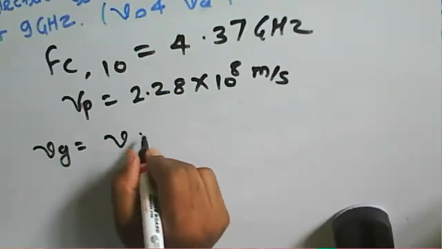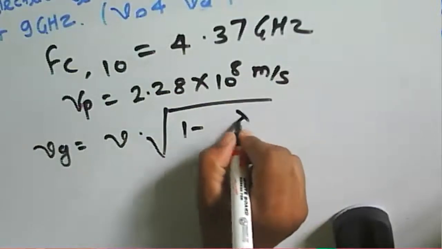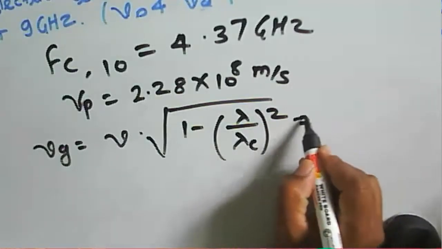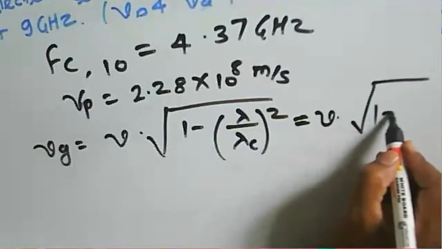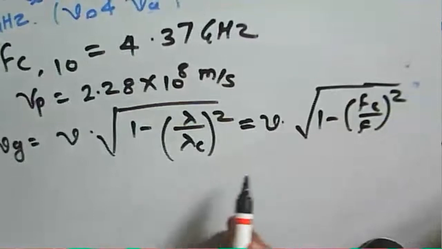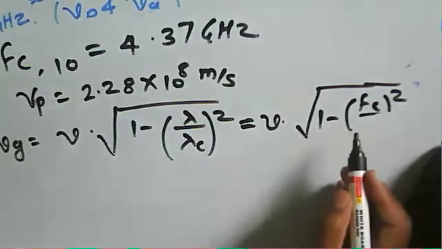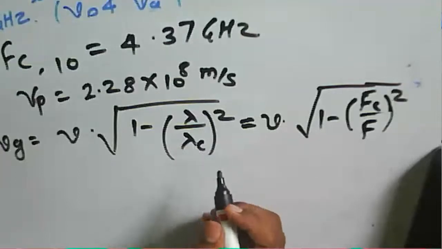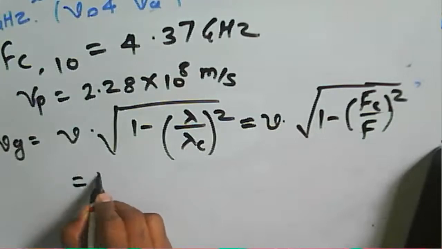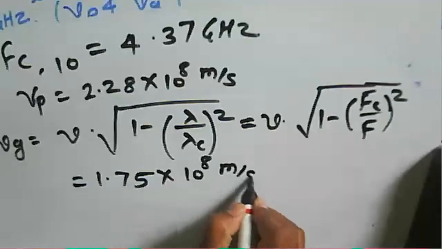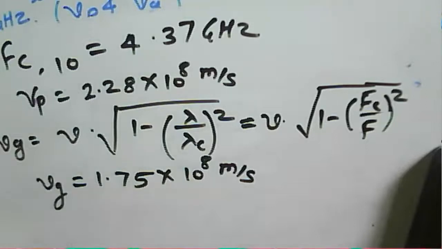Now the group velocity. Group velocity is equal to v under root of 1 minus lambda by lambda c bracket square, or in terms of fc by f, or we can write in terms of lambda by lambda c. After solving this, we get the group velocity equal to 1.75 into 10 to the power 8 per second. So here we obtain the phase velocity as well as the group velocity.